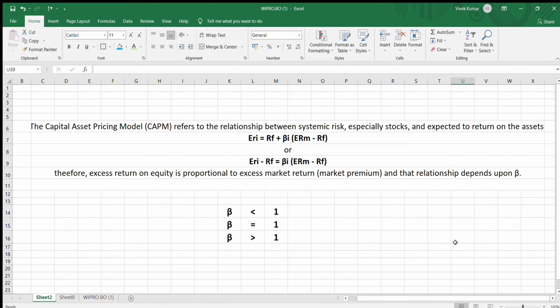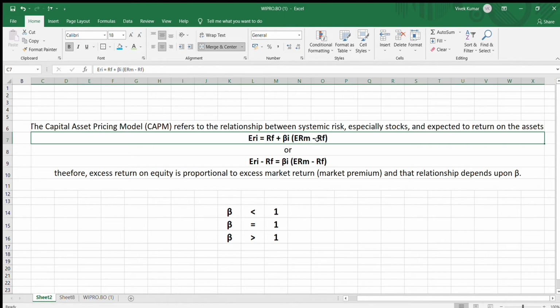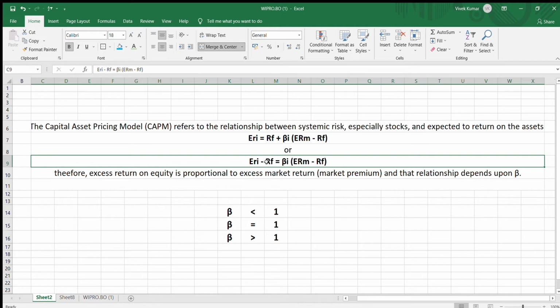We can see the formula here. The expected return is equal to the risk-free rate plus beta times the market premium. Substituting this formula, we get that the excess return on equity is proportional to the excess return on the market, and that relationship depends upon beta. So beta measures how a single stock moves with respect to the market.